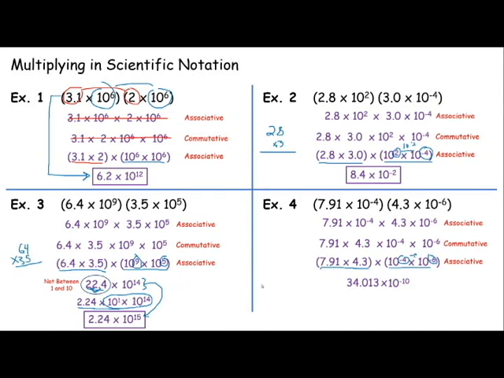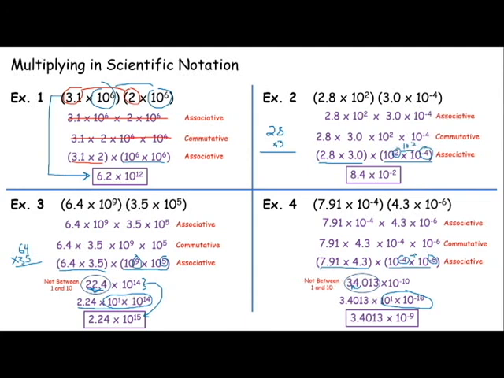Hopefully, after our last example, you realize that this 34 is a problem because it's not between 1 and 10. I need to rewrite it so that it is between 1 and 10. I need it to be 3.4. So 3.4 times a 10 would give me the 34. So I'm going to write it this way. 3.4013 times 10 to the first. Don't forget you still have that 10 to the negative 10th off to the side. I need to put those together. 1 plus negative 10 makes this 3.4013 times 10 to the negative 9.